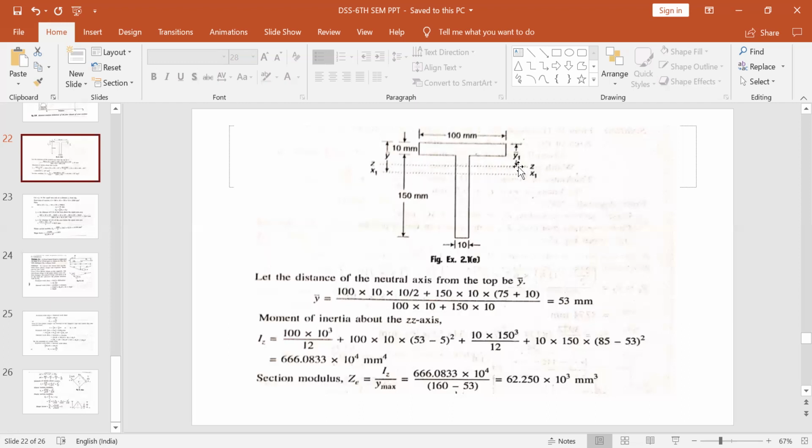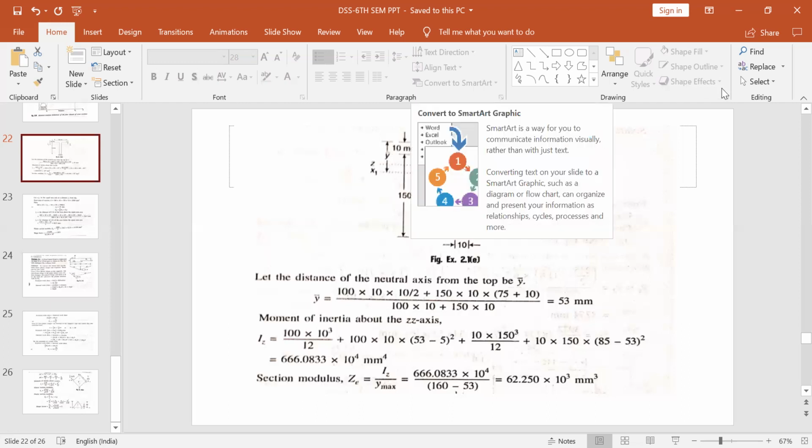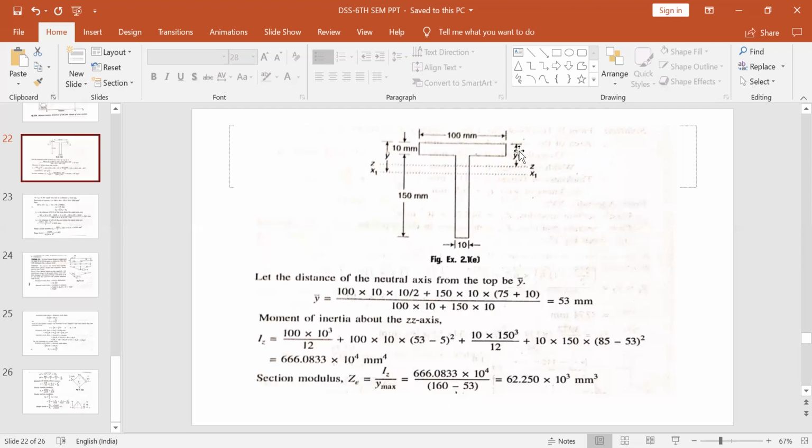So let us assume that this is the plastic neutral axis. What does the plastic neutral axis do? It will divide the area into two equal parts. That means the area of the portion above the plastic neutral axis will equal the area of the portion below it. This is the only thing it does. So let this distance be y1 bar.